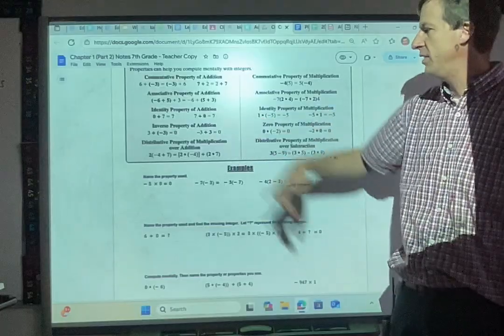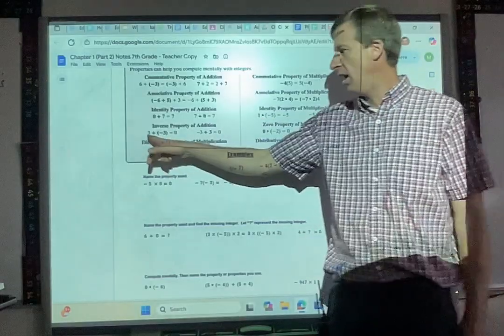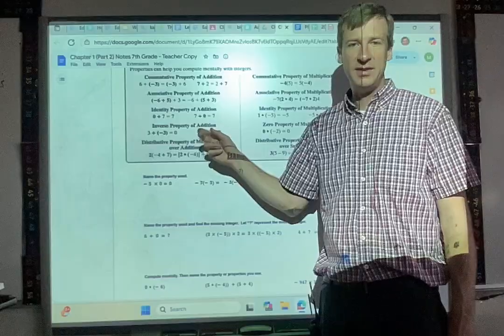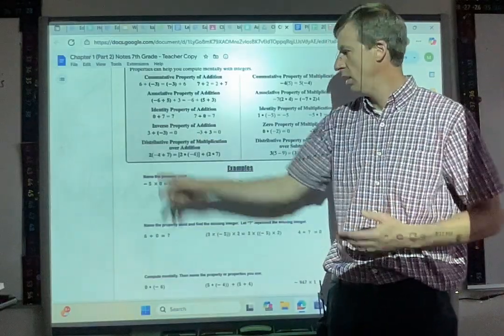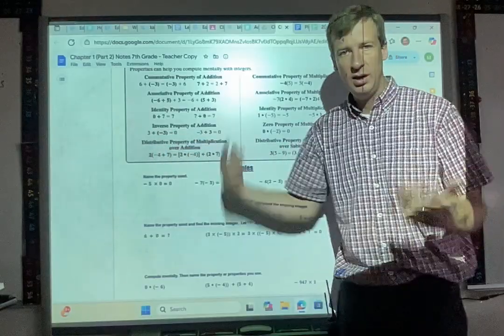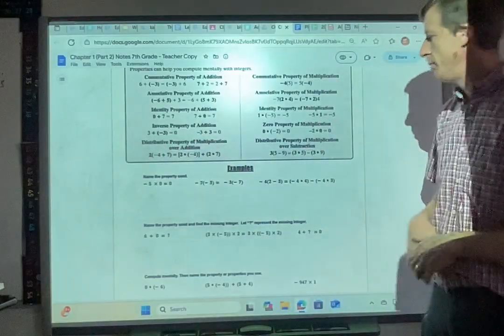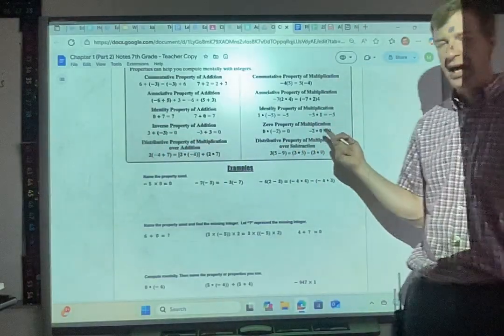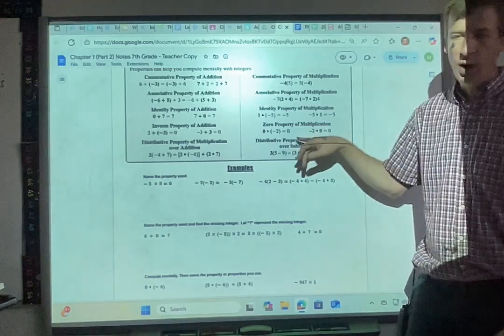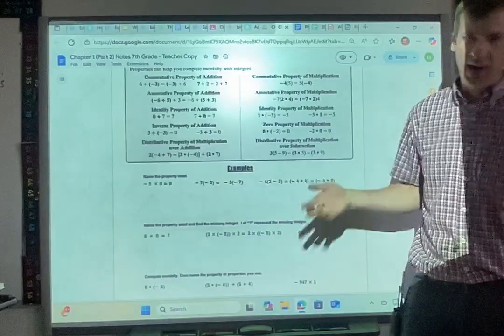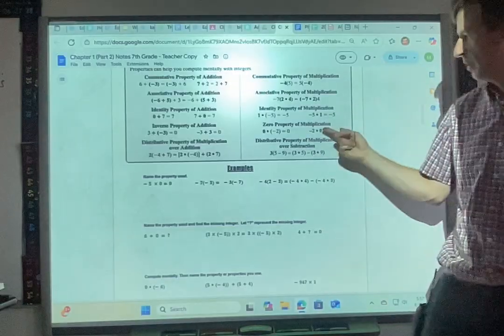The inverse property of addition says anything plus the opposite of itself is equal to 0. So -10 plus 10 is 0. 3 plus -3 is 0. 5 plus -5 is 0. And then the zero property of multiplication: anything times 0 is 0. 5 times 0 is 0. 12 times 0 is 0. 0 times 1,000,000 is 0. When you multiply by 0, you get 0.